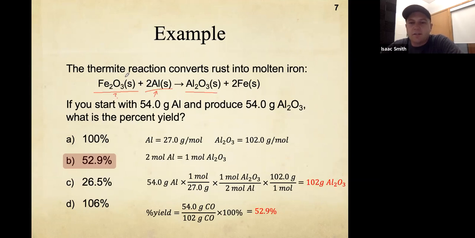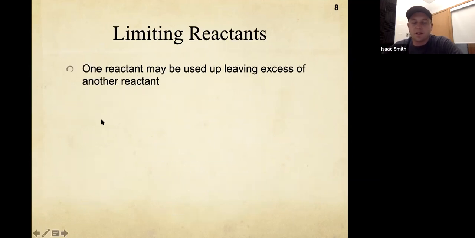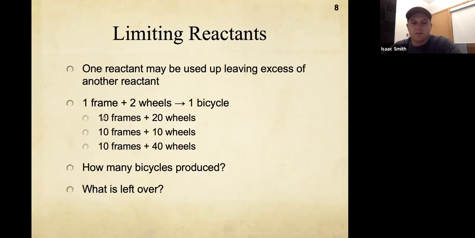But in real life, if you're doing a reaction, you may only have like a half a gram of the iron oxide or something. And in that case, it doesn't matter how much aluminum you have, right? You can only produce as much as your iron oxide is going to let you. And that's where the limiting reactant comes into place. It's going to be the same calculations, just kind of a different idea here. So here's maybe a little easier to understand example, kind of just what I was talking about. To produce one bicycle, we need a frame and we need 2 wheels, right?